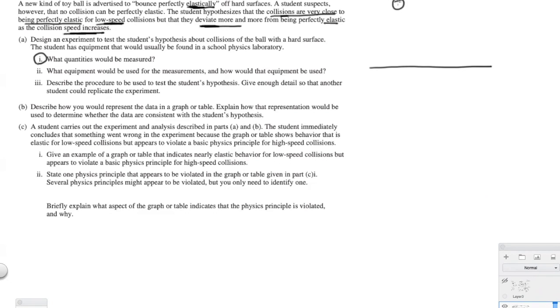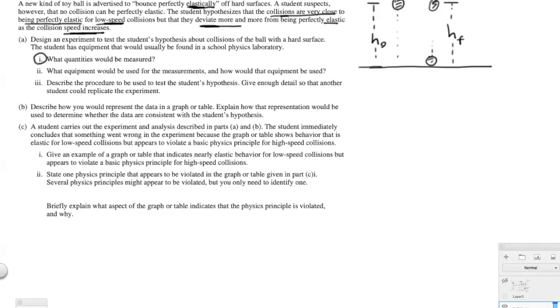So if the toy ball starts up there at some initial height and is released from rest, this ball is going to drop. It's going to strike the hard surface, and then the ball is going to rebound to a final height up here. Now, if the ball rebounds to the same height that it started with, well, that would be an elastic collision. And here is why.